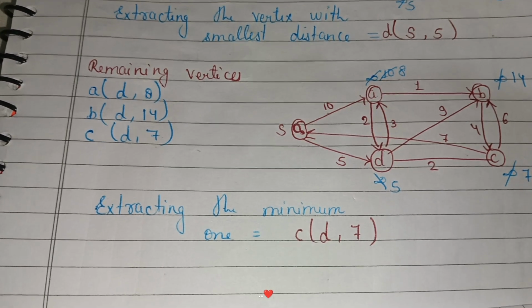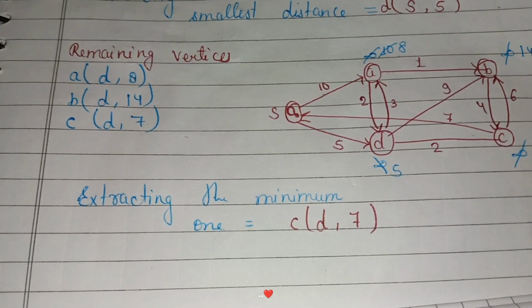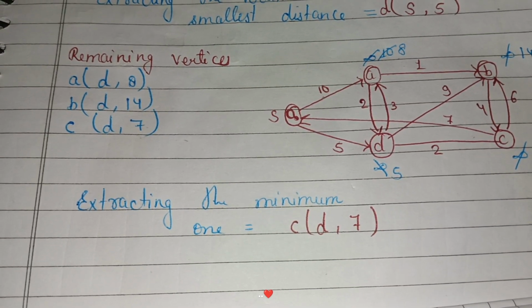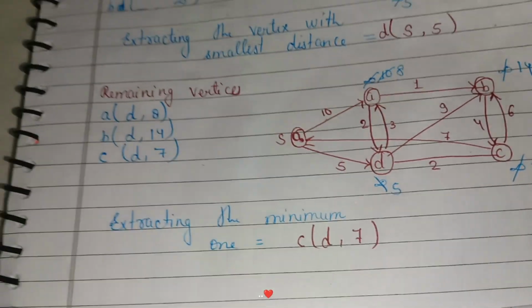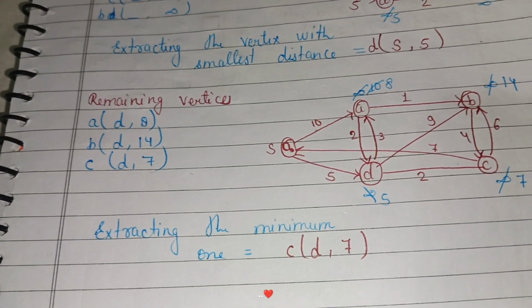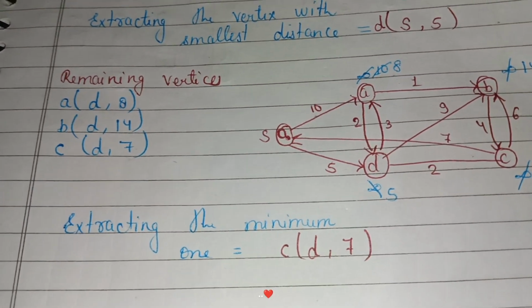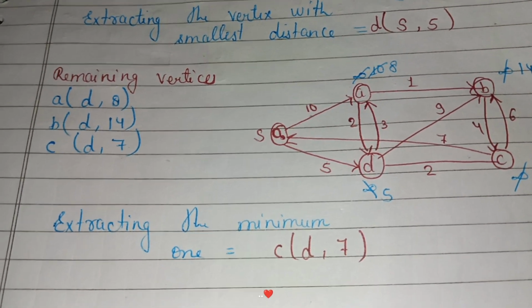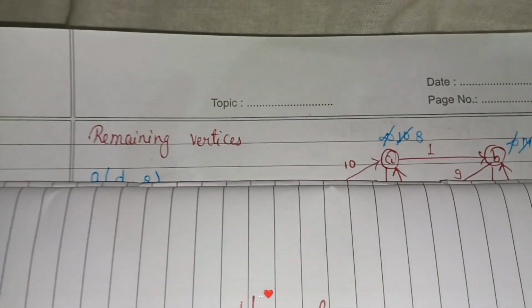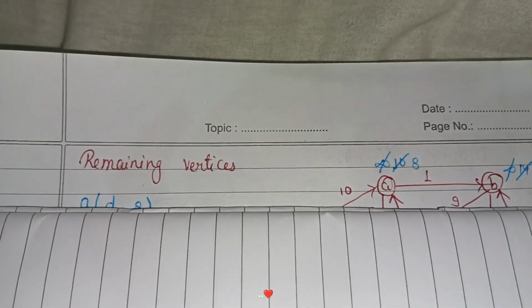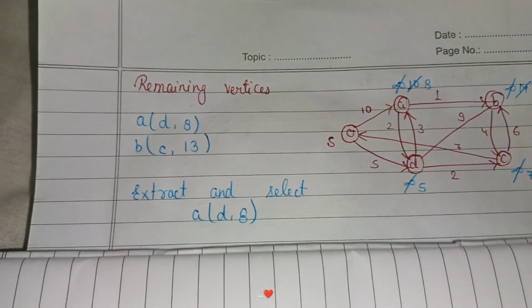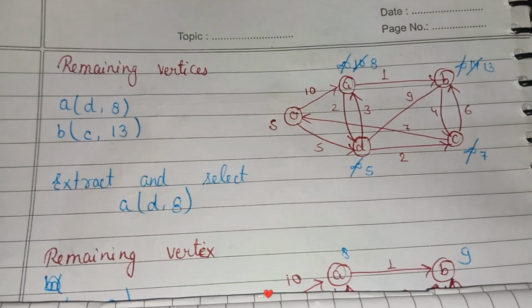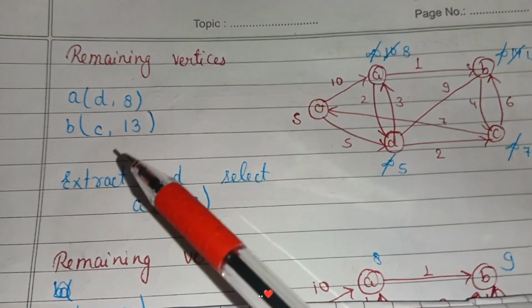Again, we select the vertex with the smallest distance. Now the distances are A equals 8, C equals 7 and B equals 14. Minimum is vertex C with distance 7. Vertex C does not give any shorter path to other vertices, so no updates are required. Now, the remaining vertices are A equals 8 and B equals 13 after update.